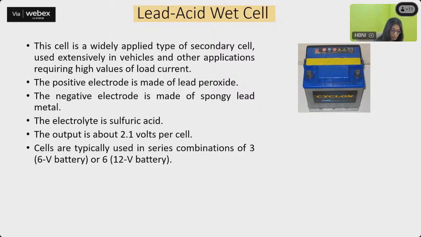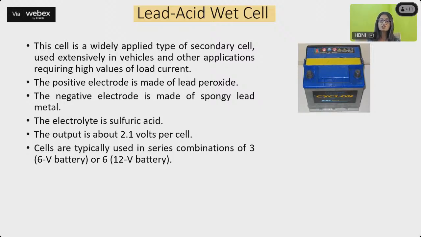Among the rechargeable batteries, the one we'll be discussing a little bit is the lead acid wet cell. This is one of the most widely applied types of secondary cell, extensively used in vehicles and other applications requiring high values of load current. Definitely it occupies a lot of space because the energy density of this battery is not very high. So obviously you cannot use it for portable applications, but it has a lot of applications for renewable energy storage. And obviously you are also using it in all the different kinds of vehicles we have. The battery which is used is the lead acid battery.